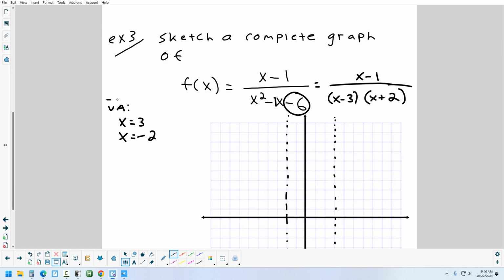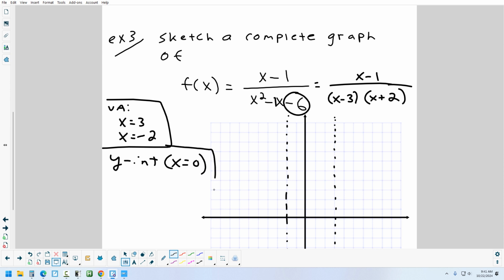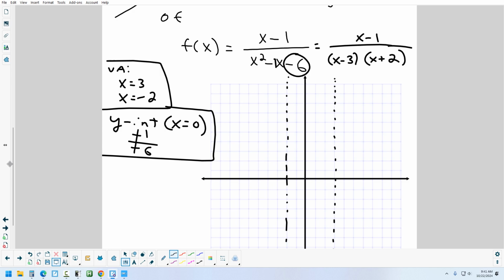So let's do that off to the side here. So y-intercept. Plug in 0 for x. If you plug in 0 for x, what do you get in the top? -1. And if you plug in 0 for x, what do you get in the bottom? -6. So your y-intercept is at -1 divided by -6. That's +1/6. So it's just a dot that's a little bit above the origin, 1/6.